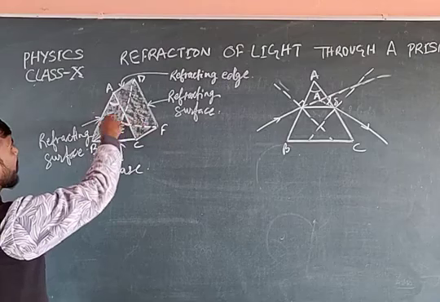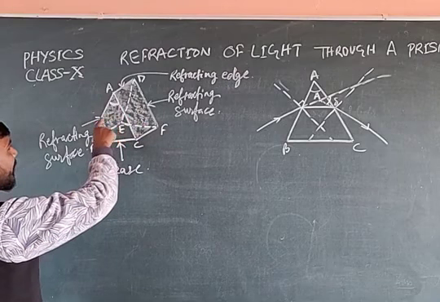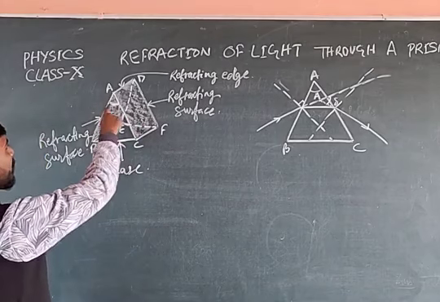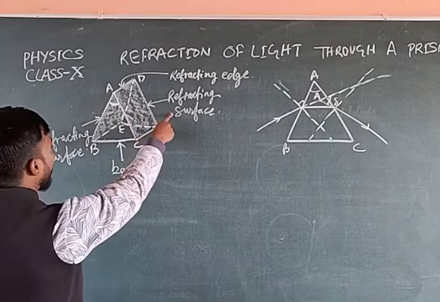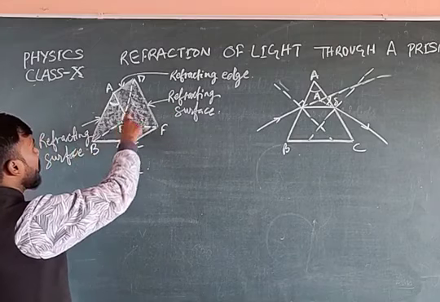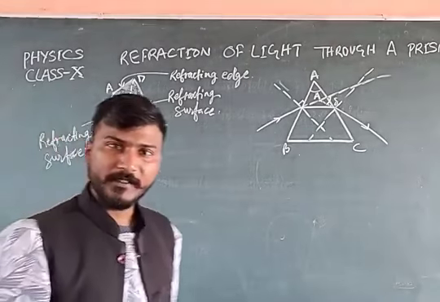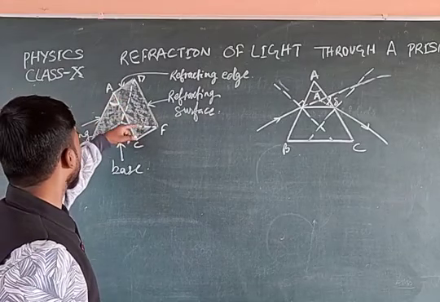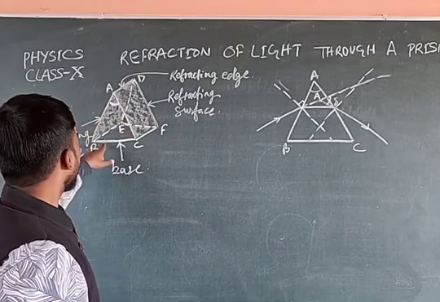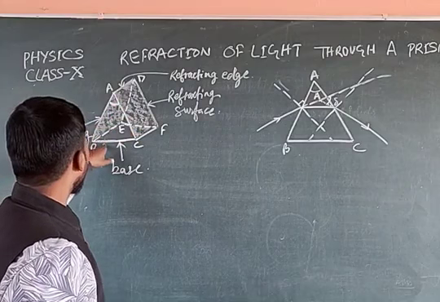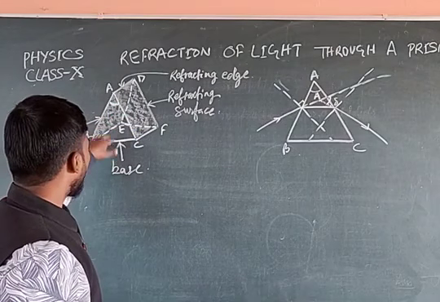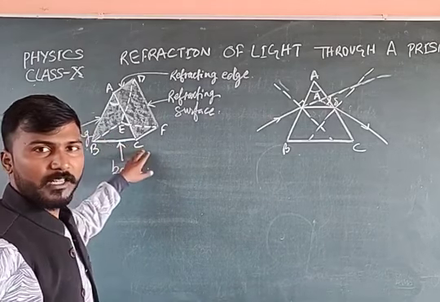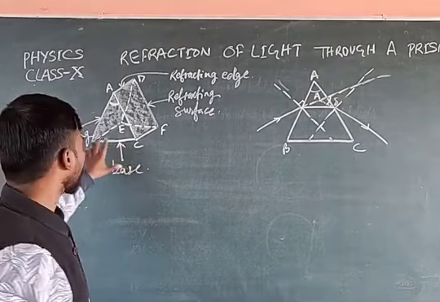This figure shows the rectangular prism. A rectangular prism has two refracting surfaces from which light is refracted. This refracting surface is polished, and the bottom part of this prism is known as the base, which is usually grounded or made rough.